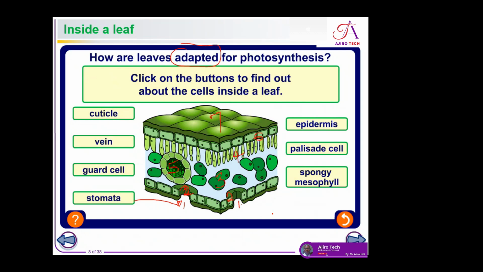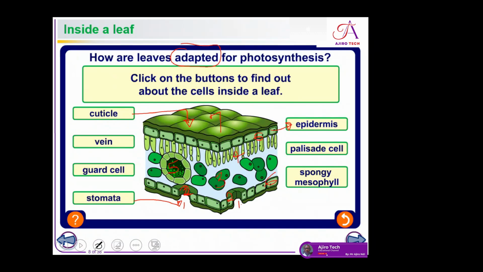Actually, no, 5 is the guard cell, and then 7 is the cuticle. Yes, you are correct. 7 is the cuticle. 6 is the epidermis, at the upper part and also at the lower part. So this is 6.